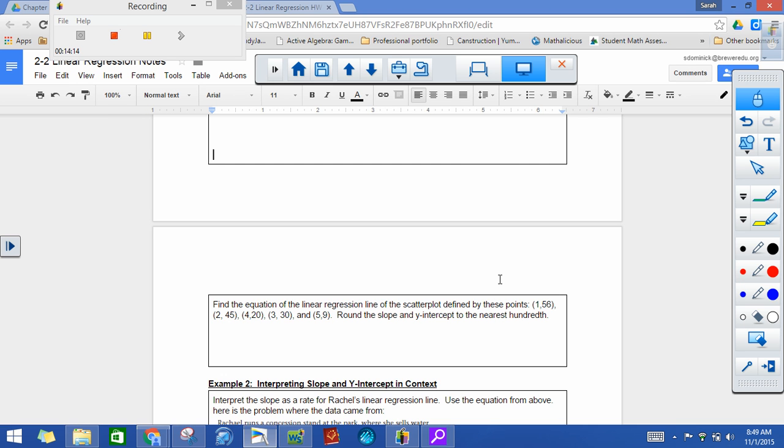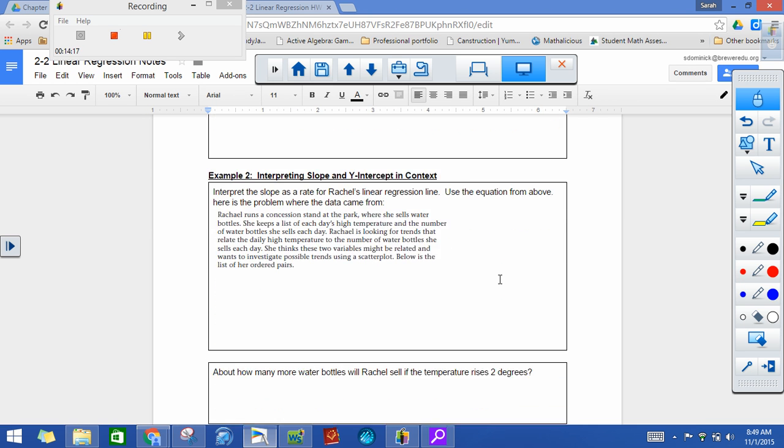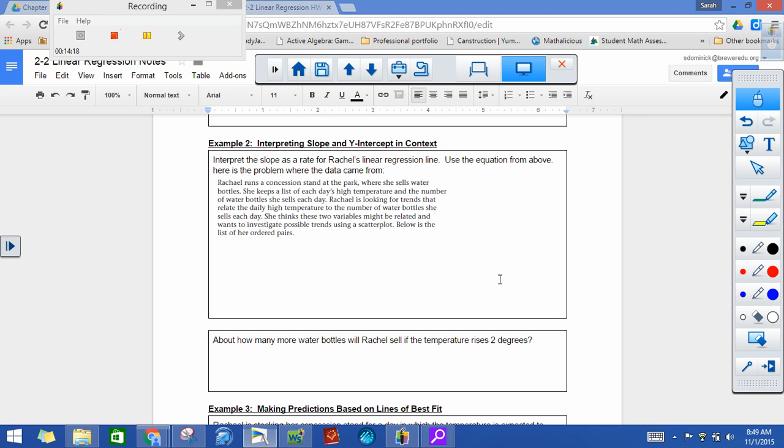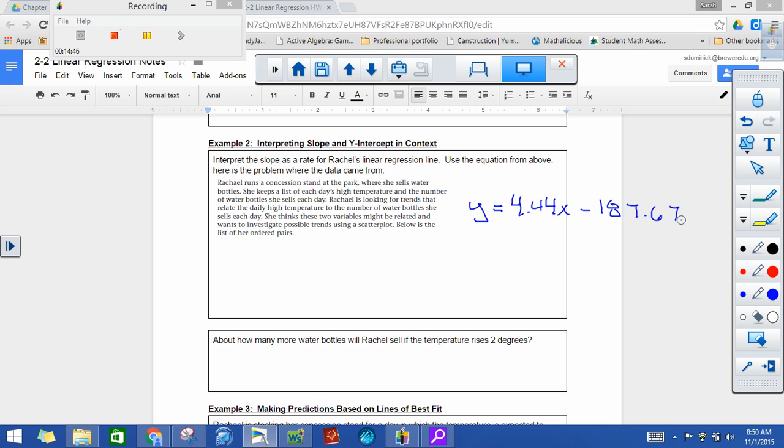Alright, so on the next example, I want you to interpret the slope and y-intercept in context of the problem. Remember, this is the woman who's running the kind of concession stand, and she's selling bottles of water. From before, we know that my equation is y equals 4.44x minus 187.67. It's asking us to interpret the slope. Your slope is in front of x, so it's 4.44.